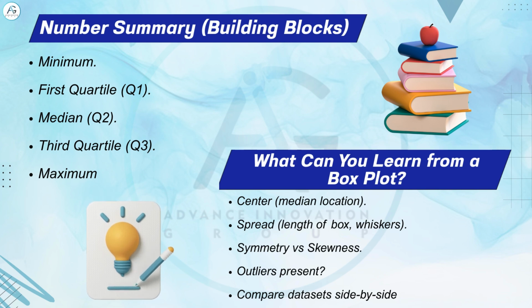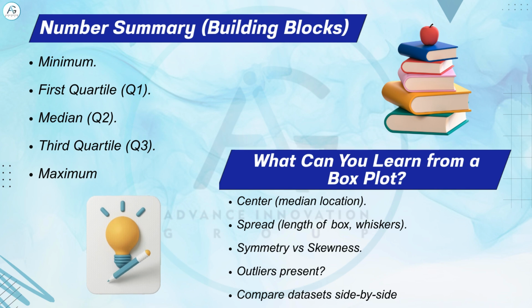visually represents. Now, once we have a box plot created from this summary, what can we learn from it? First, we see the center of the data, shown by the median line inside the box. This helps us understand the typical value. We also see the spread, how spread out the data is, which is indicated by the length of the box and the whiskers. Next, we can assess symmetry versus skewness. If the box is centered and whiskers are roughly equal, the data is symmetric. If the box is shifted or one whisker is much longer, the data may be skewed.